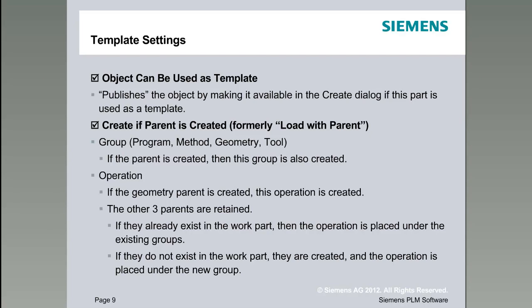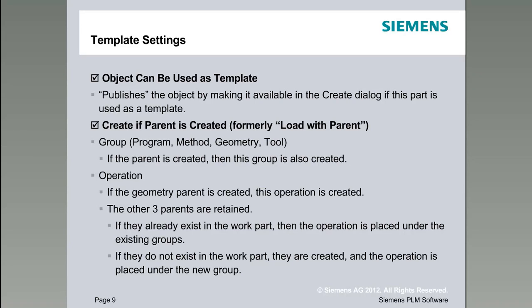For operations, it's a little trickier because operations have four parents. So the parent that matters is the geometry parent. So if the geometry parent is created, then the operation is also created. But we don't forget about the other three parents. We retain those other three parents.